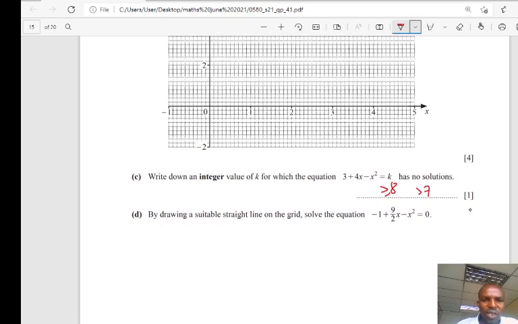Then next, so the integer, it will be 8 in this case. Or 7, it will still satisfy the equation, right? What about the integer value? Integer value, so we write 8. So the answer is supposed to be 8 in this case.